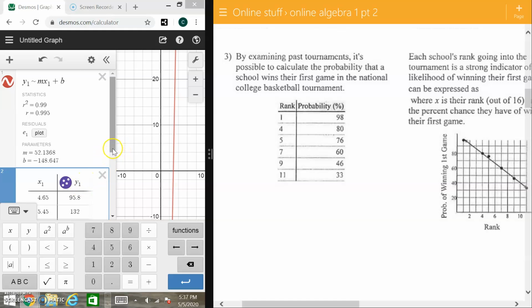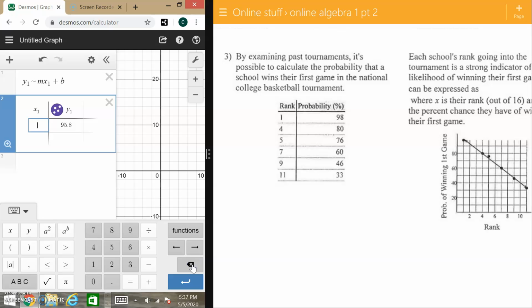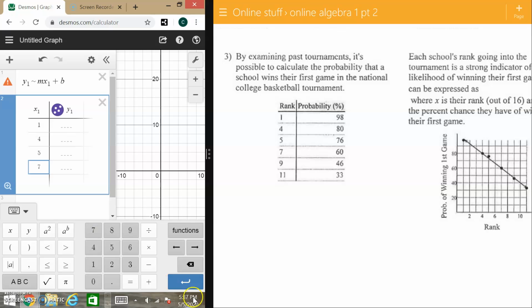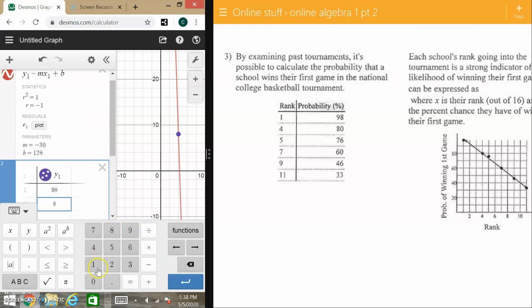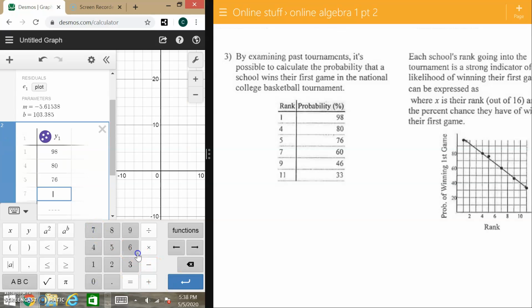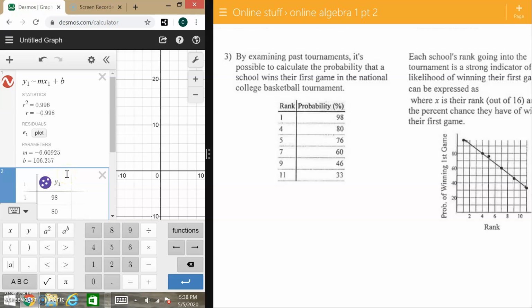So go down here, don't click the X, just scroll down, click next to this, and then just hold backspace. Don't hold it too far. Still want to clear your table. It's just a pain to make sure that you type it in every time and make sure that they match. So, by examining past tournaments, it's possible to calculate the probability that a school wins their first game in the National College Basketball Tournament. So they have their rank and their probability percentage. I'm going to type all those in. So the ranks, I have 1, 4, 5, 7, 9, and 11. Their probability percentages, so 98, 80, 76, 60, 46, and 33.